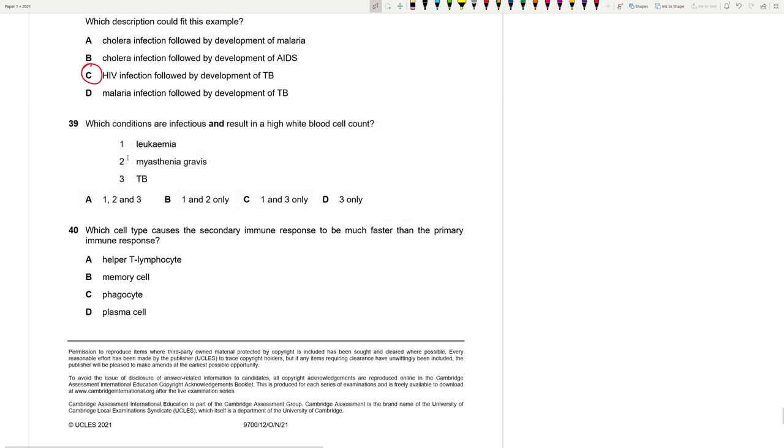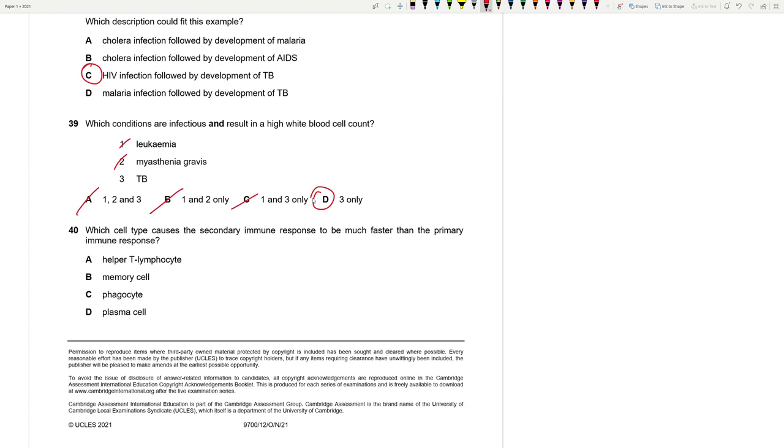39. Which conditions are infectious and result in a high white blood cell count? Okay, let's try to understand. This isn't in our syllabus anymore as well because myasthenia gravis is an autoimmune disease. It has also been removed from your syllabus. Basically, you need to understand that leukemia is a cancer of WBC. Myasthenia gravis is an autoimmune disease. It's not an infection. Only TB is an infection from here.